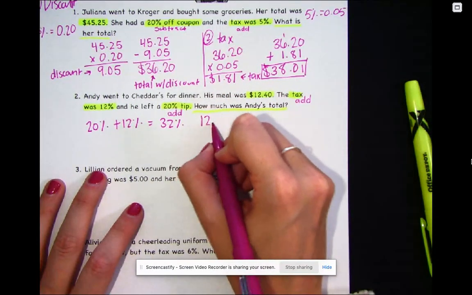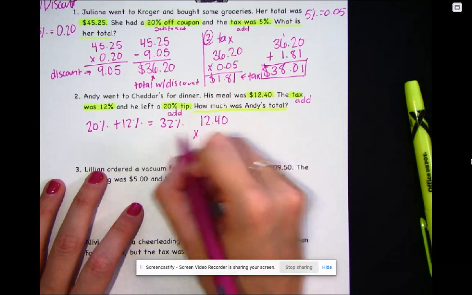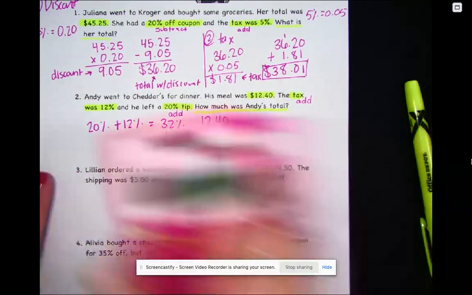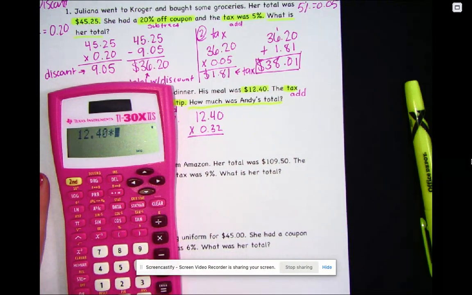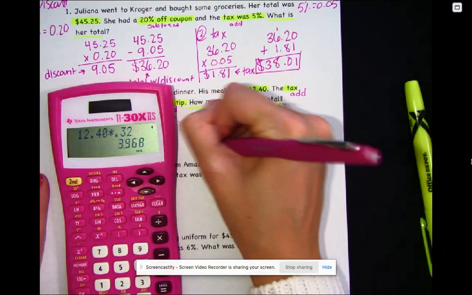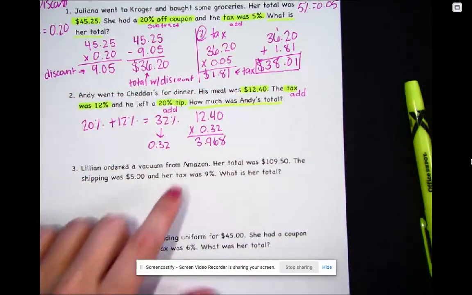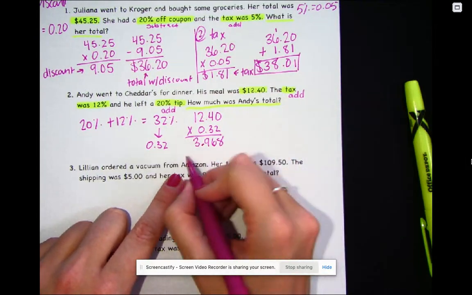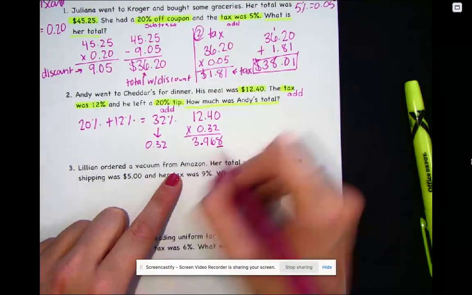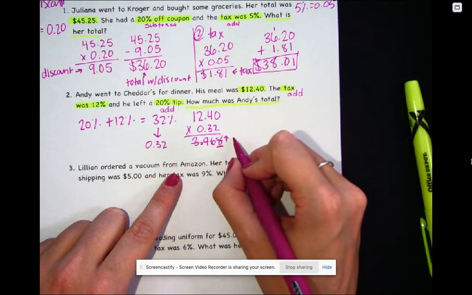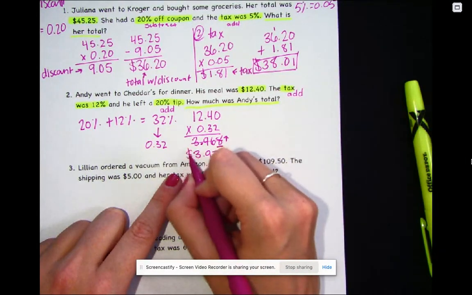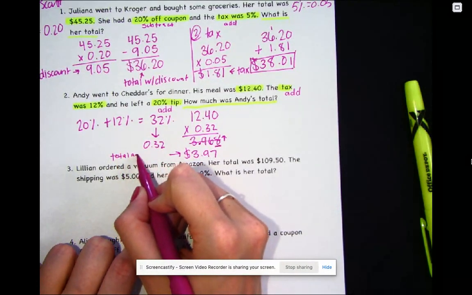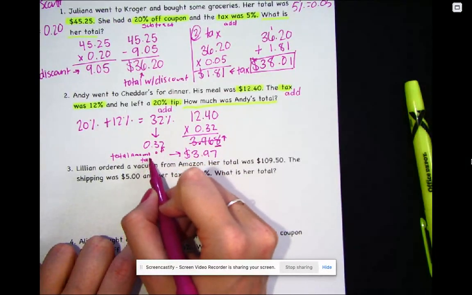So then I'm going to take my total before all of that, and I'm going to multiply it by 32% as a decimal, which is 0.32. So here's my calculator. I have 12.40 times 0.32. And I got 3.968. Now, I know that that can't be the right answer because money can only go 2 past the decimal. So I have to round. I look at that third number, and it's telling me to go up. So this is going to become $3.97. Now, this represents the total amount of tax and the tip.